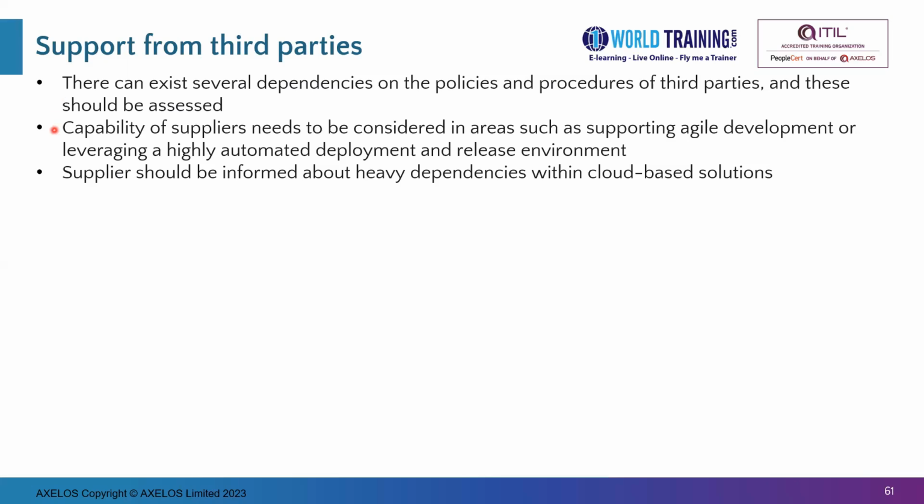Then the second point is that the capability of suppliers needs to be considered, such as supporting agile development or leveraging a highly automated deployment and release environment. Similar to the internal collaboration where one team, product, or service cannot run ahead too far, the capability of suppliers needs to be considered. Historically, for many organizations, the challenge has been the opposite, in that the suppliers have had more dynamic and agile practices and procedures, but the customers needed to adopt these to realize the benefits they are paying for.